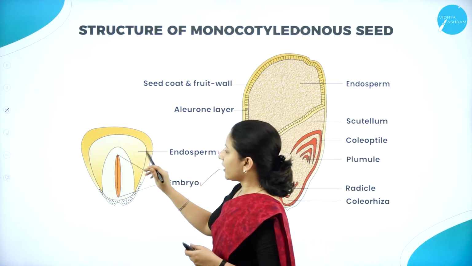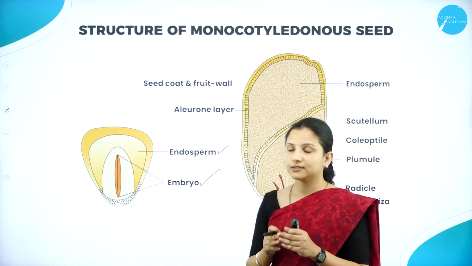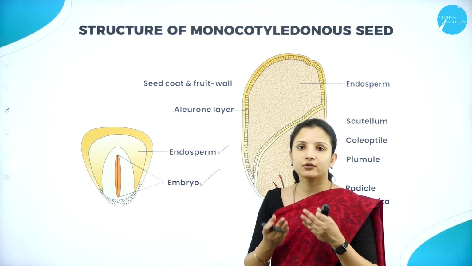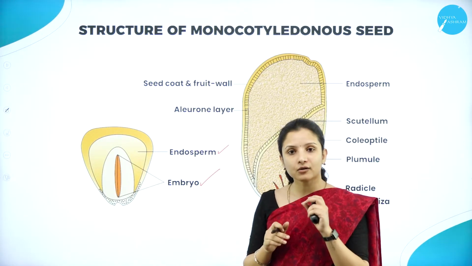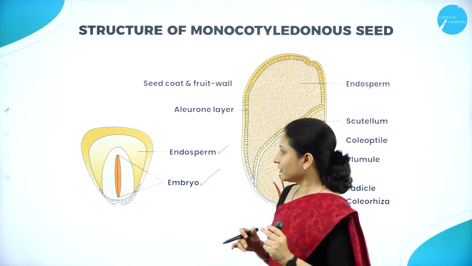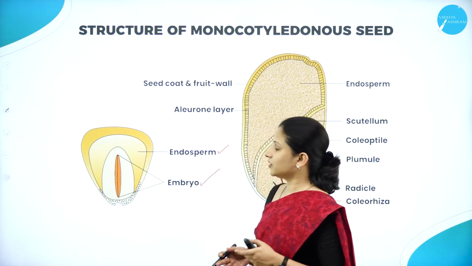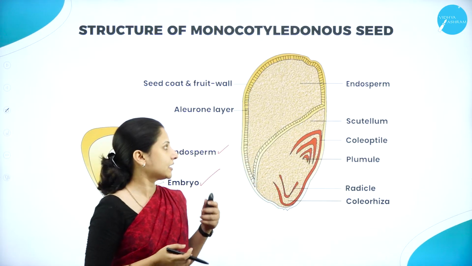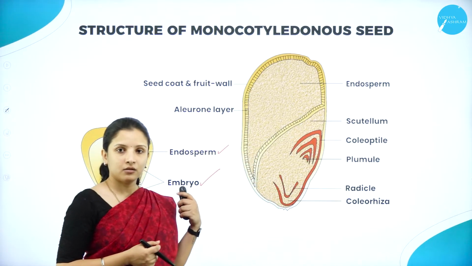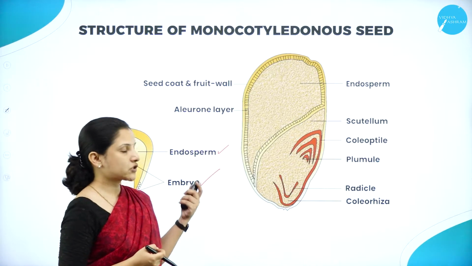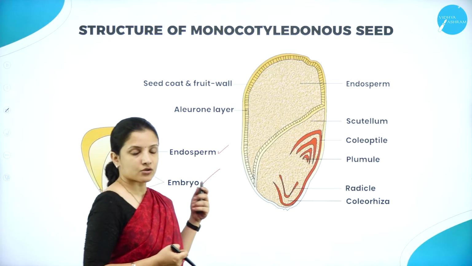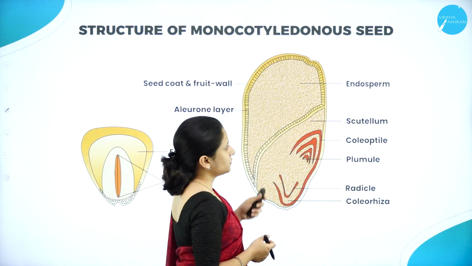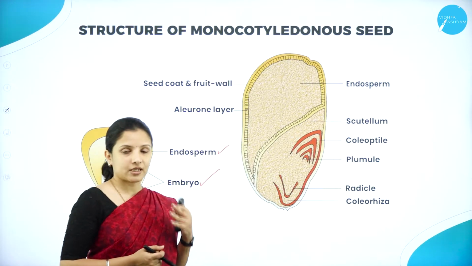One more feature of the monocotyledon is that it cannot be cut into two equal halves. Only one cotyledon is present, and in that cotyledon it has the endosperm and the embryo. In the embryo there is again the radicle and the plumule region, which give rise to the root and the shoot respectively. Next, moving on to the section of the seed.